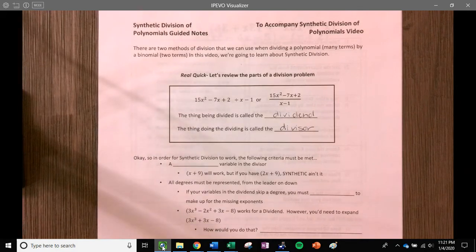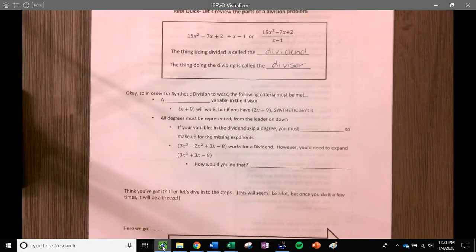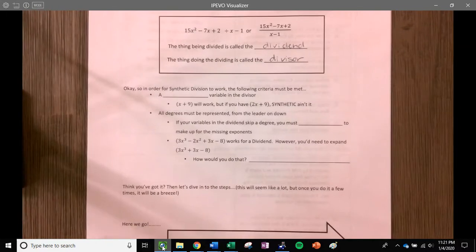Okay, so now that we have that, we can scoot right through. All right, so we're going to go over some verbal step by step, and then we'll walk through an actual example of a problem.